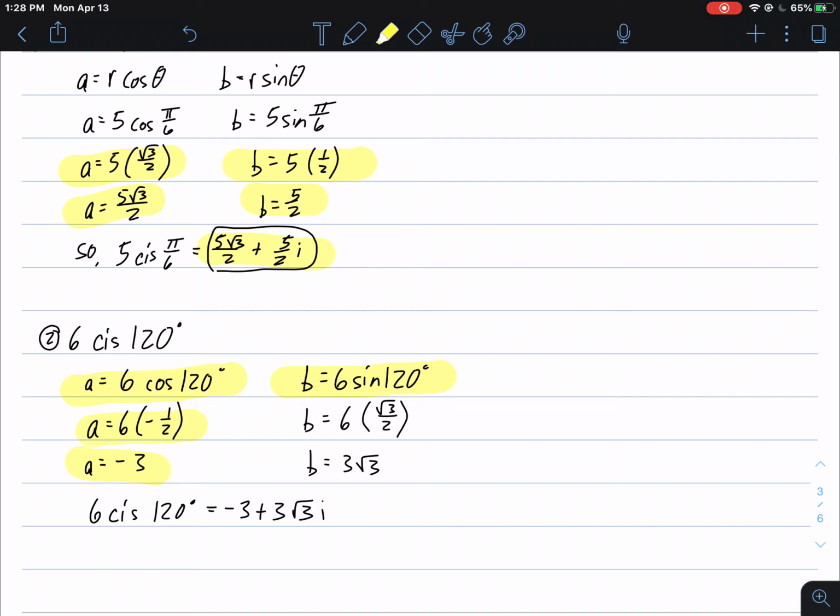Our B value, R sine theta. Again, 60 degrees is my reference angle, whose sine is square root of 3 over 2. And in quadrant 2, at 120 degrees, sine is positive. So B is 6 times the square root of 3 over 2. We can simplify that, divide out the 2, and I've got 3 square roots of 3. So our trig form, 6 cis 120, in standard form, A plus Bi, is negative 3 plus 3 square roots of 3 i. Like I said, that tends to be the more straightforward of the two in terms of the conversion.